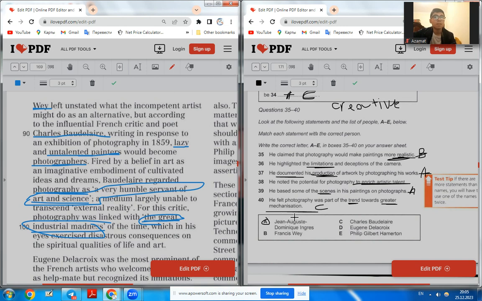If something better comes, I will choose the other. So always have an open mindset to change your answer. So let's continue.